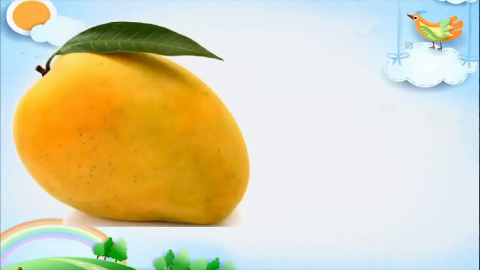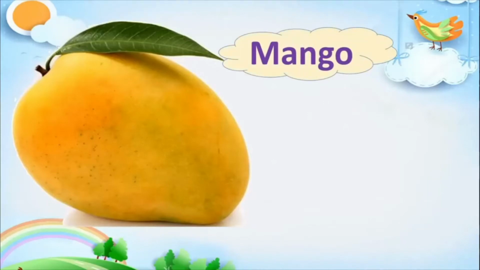So the first picture will be that of this. So what is this? Have you seen this? Have you eaten this? This is so many people's favorite, isn't it? What is this? This is the mango. M-A-N-G-O, mango. So see, we looked at the picture of the mango and we read the name of the mango as well. M-A-N-G-O, mango. And then what is a mango, children? The mango is a fruit.